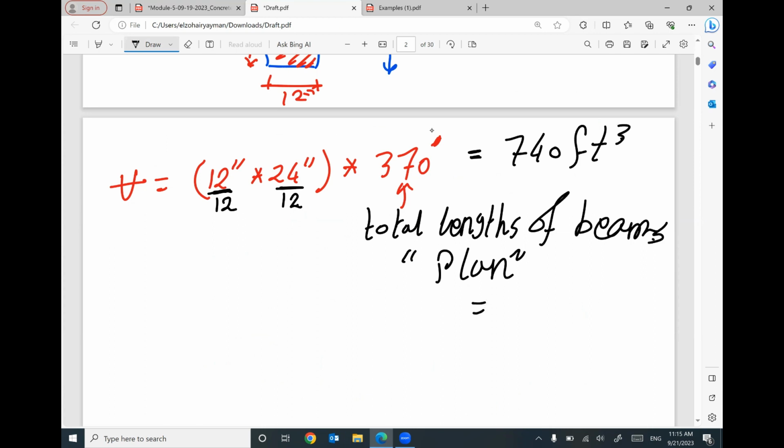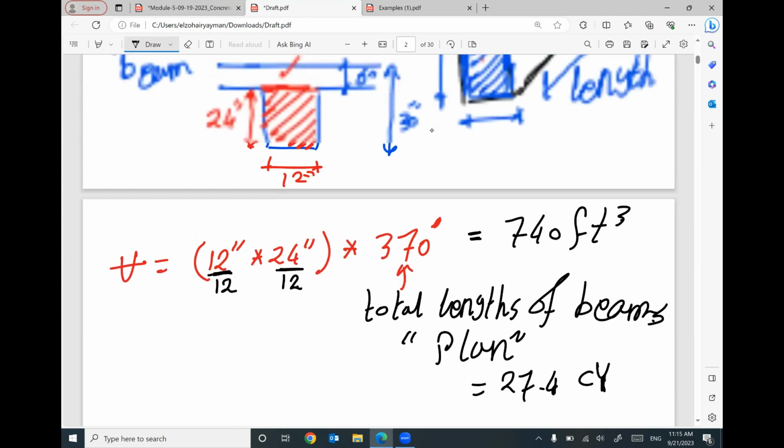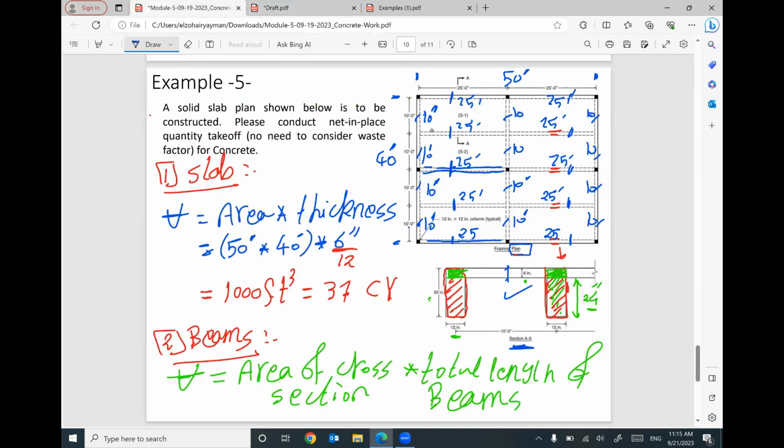If you divide it by 27, I got 27.4 cubic yard. Keep in your mind, I will pour this concrete at the same time. When you are pouring a solid slab, your floor slab, I will pour all of them at the same time. So beams and the slab at the same time.